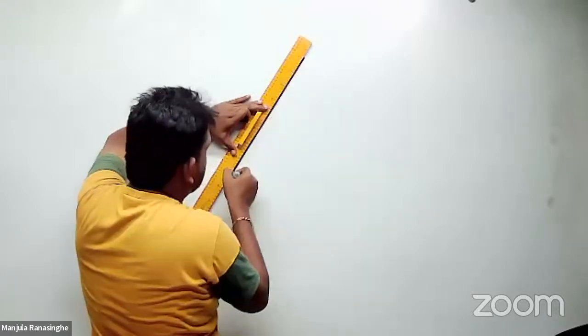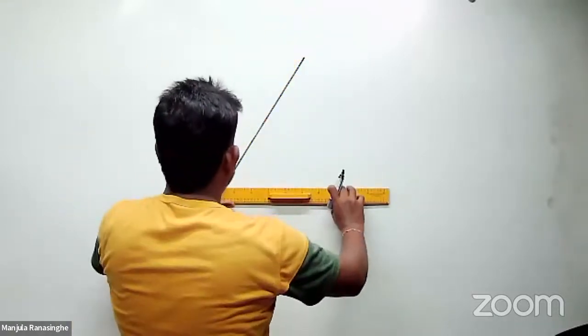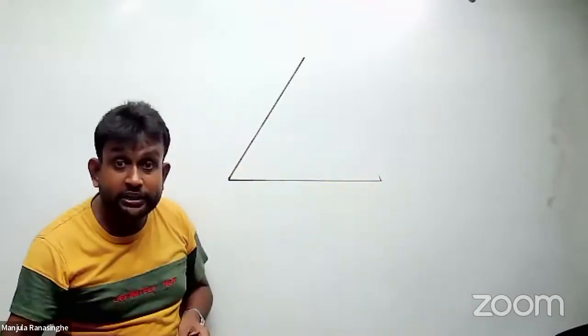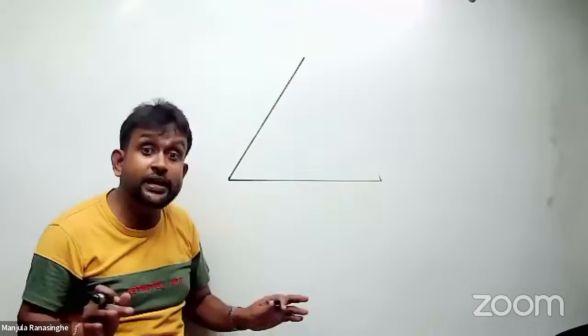So now we have an angle, right? Imagine any type of angle given. This is the angle given. So I need to bisect it. We can bisect any angle.